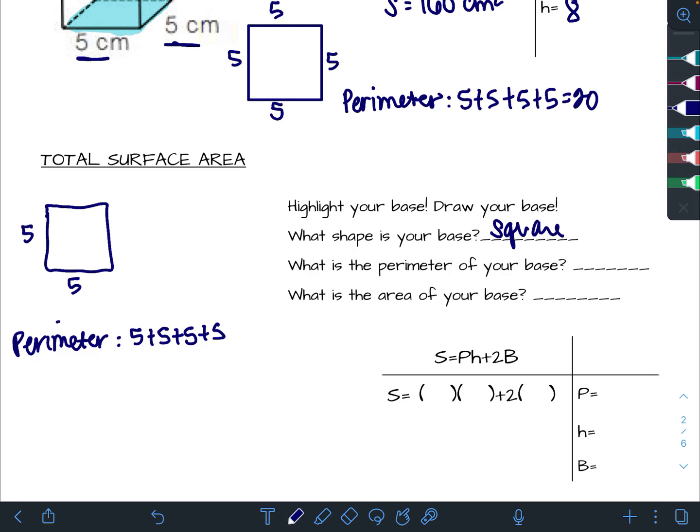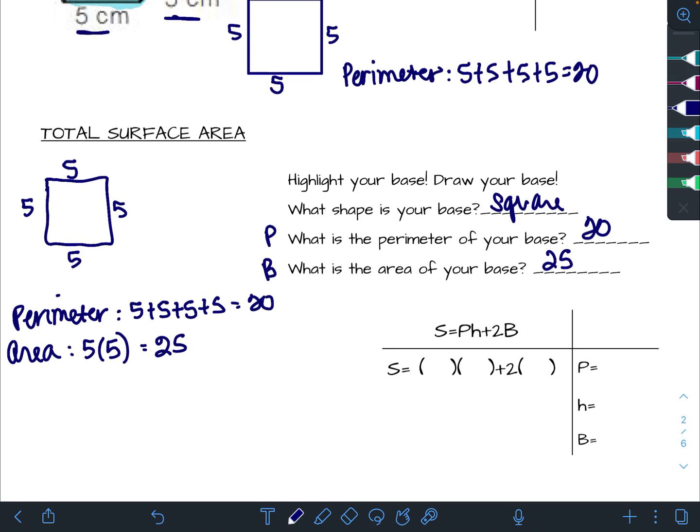Even though I only have 2 5s written down there, I know that this side's 5 and this side is also 5. To find my area, I have to do base times height, so I'm basically doing 5 times 5. So my perimeter is still 20, and my area is 25. Notice I need all of these things to be able to do my formula. This is my capital P and this is my big B.